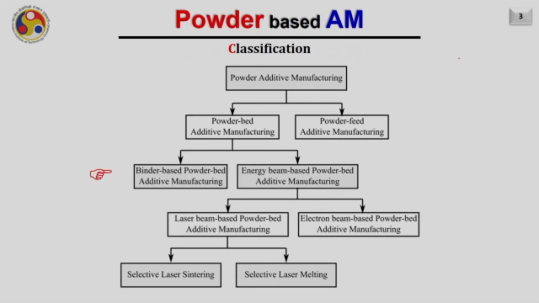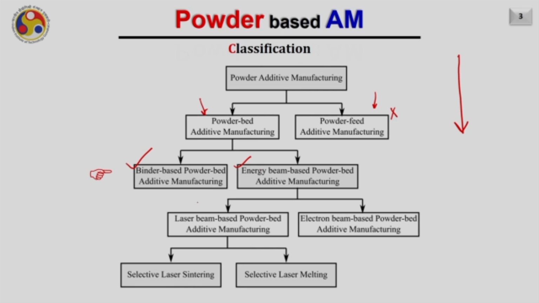So this is our classification for powder based additive manufacturing. Here we have already seen that powder based additive manufacturing can be classified into two categories: powder bed and powder feed. Powder feed we have already discussed. Then in powder bed there could be two categories: one based on a binder used to selectively deposit on a bed of powder to join the layers together, and another method where an energy beam is used to melt or sinter the powder particles together in each layer.